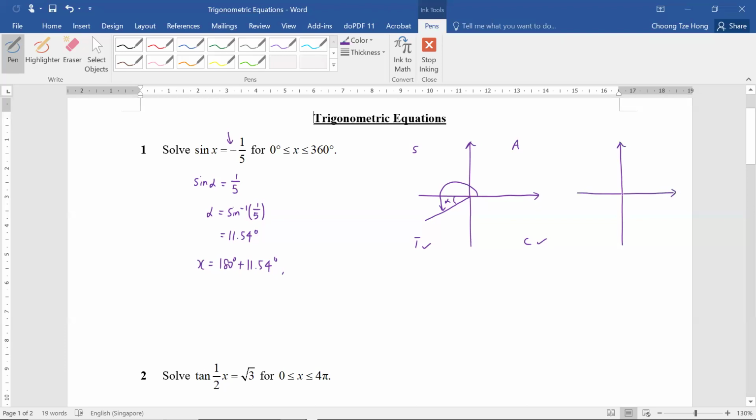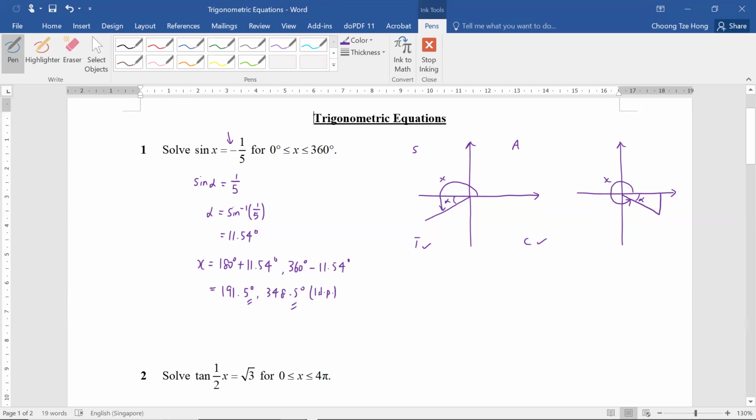The basic angle is always drawn from the x-axis to the line stopping the angle. So now the basic angle is here. The second answer for x will be over here. So this one is x and this one is x. The second x will be 360 minus 11.54 degrees. So the first answer would be 191.5, and the second answer would be 348.5 degrees. All right, so these are the two answers.